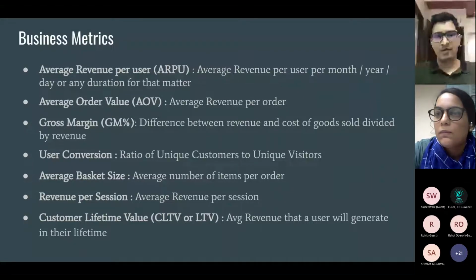Gross margin is your margin: the difference between the revenue and cost of goods sold, divided by the revenue, as a percentage.